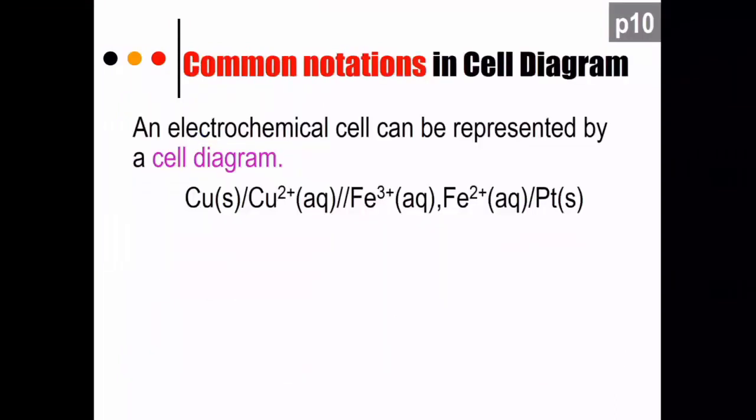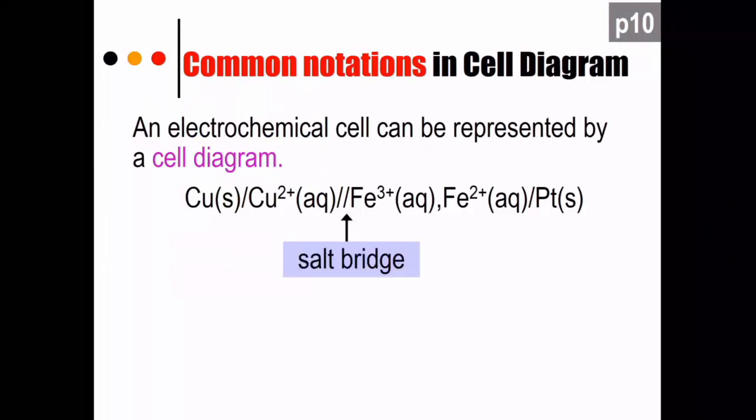So let's look at the common notation in the cell diagram. Now, because we are using shorthand notation to represent an electrochemical cell, the two slanted lines, or two vertical lines if you cannot draw slanted, will represent the salt bridge that separates the two half cells. Okay, so this one must be present in your cell diagram.